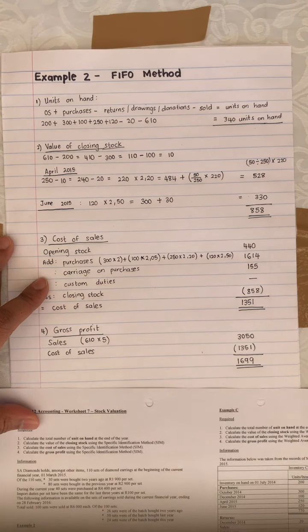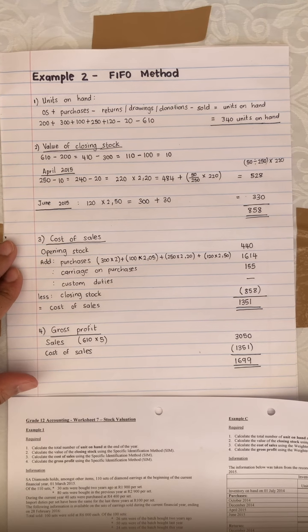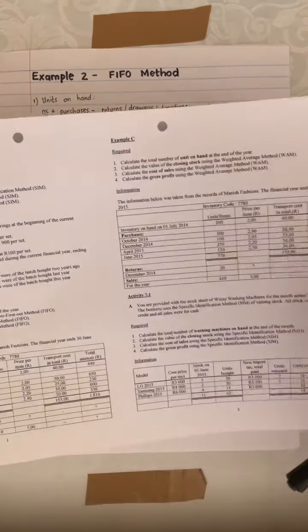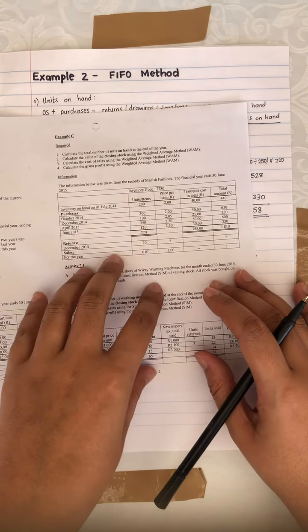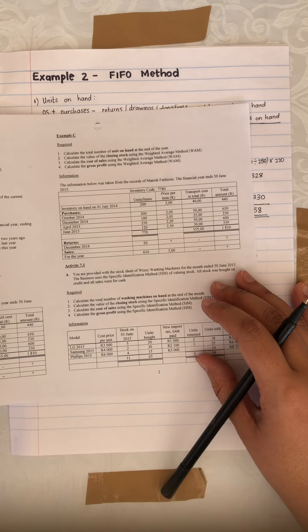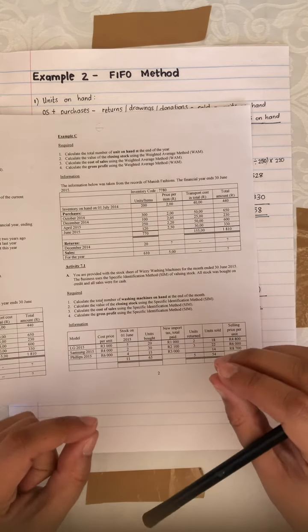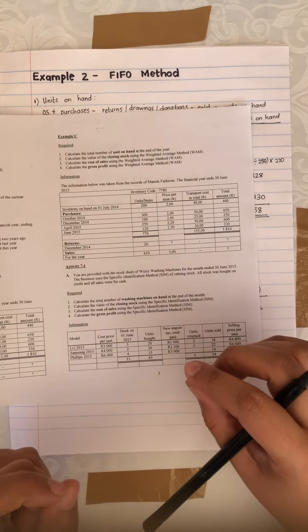1699. And that's the gross profit using the FIFO method. In the next video, I will explain to you how to get all these using the weighted average method. The activity is exactly the same. However, you'll notice there will be a difference because of the way in which we value stock.